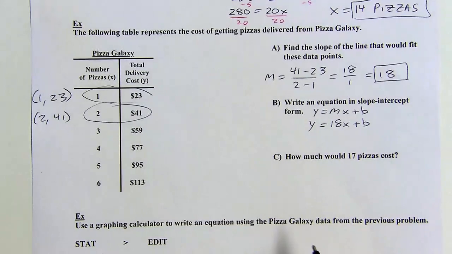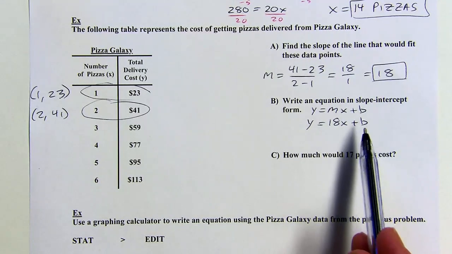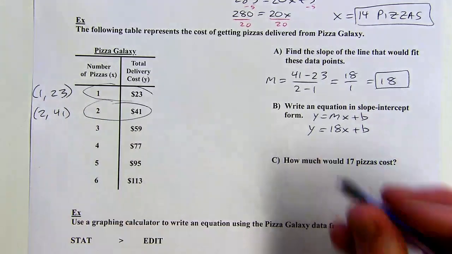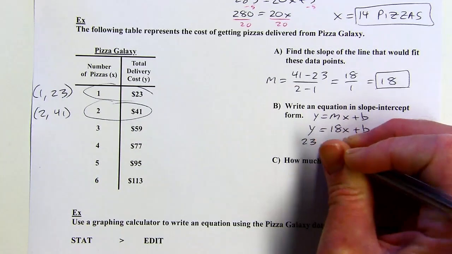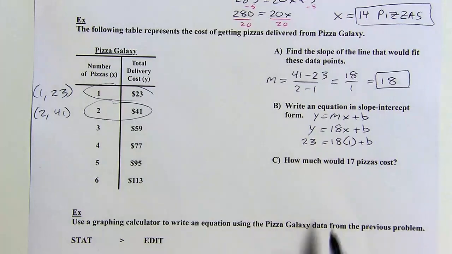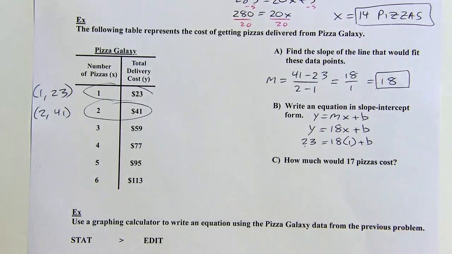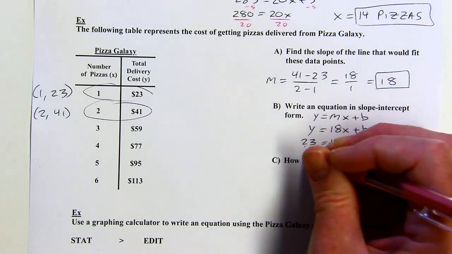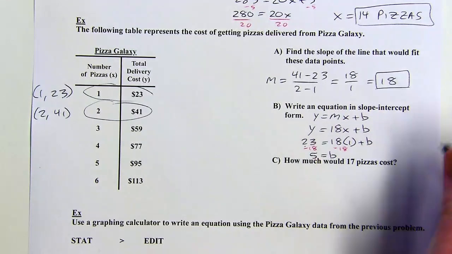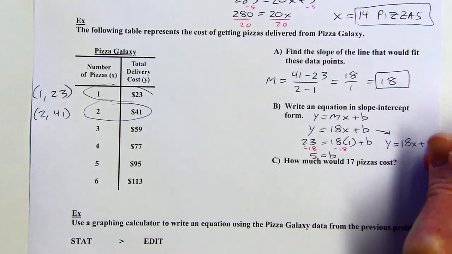Okay, and now what I want to do to find the b, so it's going to be y equals 18x plus or minus something. To find that something, I'm going to plug in one of my xy pairs. I've got a bunch of them to choose from. I'll just use (1, 23). So I'm going to put 23 in for y, 1 in for x, and then I can solve this for b. Okay, so this is 23 equals 18 plus b. I'm just going to subtract 18 from both sides. I'm running out of space there. But my b would be 5. So now y equals 18x plus 5.